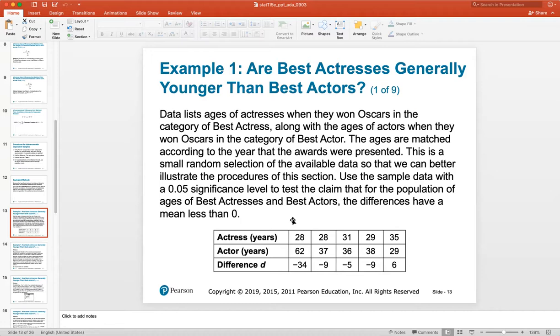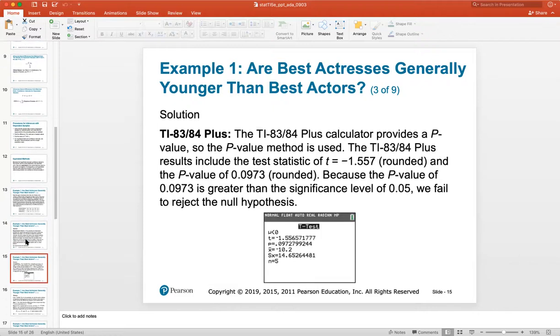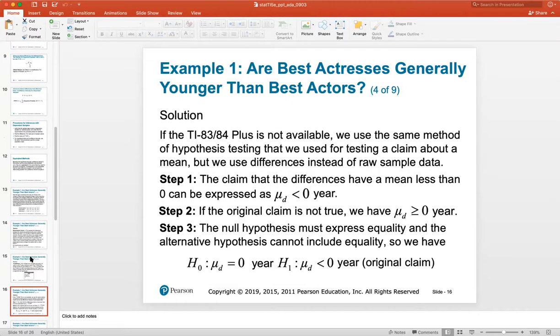Definitely the null hypothesis is mu sub d equals 0, right? Mu sub d equals 0. And then the claim is what? Mu sub d is less than 0, right? That's the claim right there.